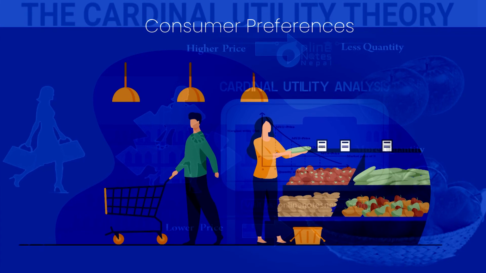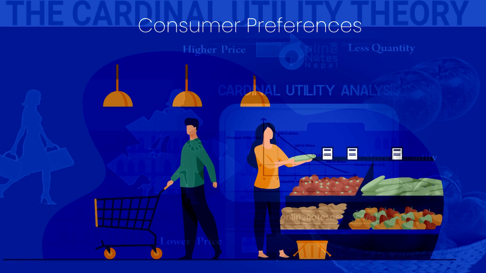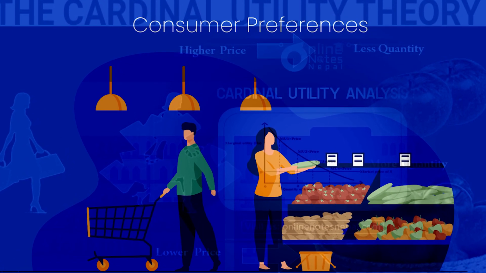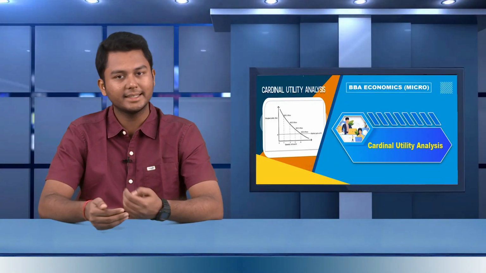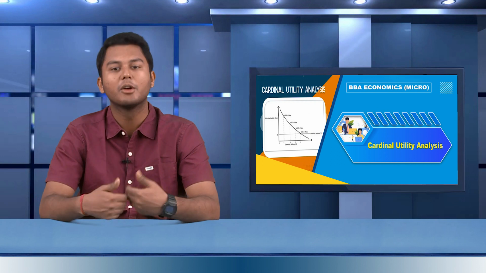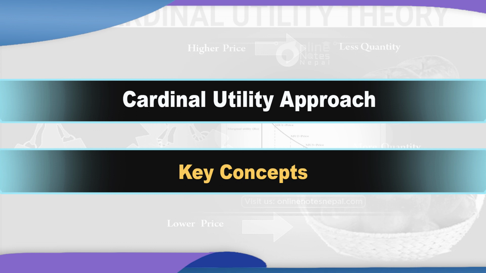This approach also assumes that consumer preferences remain stable over time and that people have perfect knowledge about their own satisfaction levels. While these assumptions may seem unrealistic, they help create a simplified model for understanding consumer behavior. Let us look at the key concept in this topic.